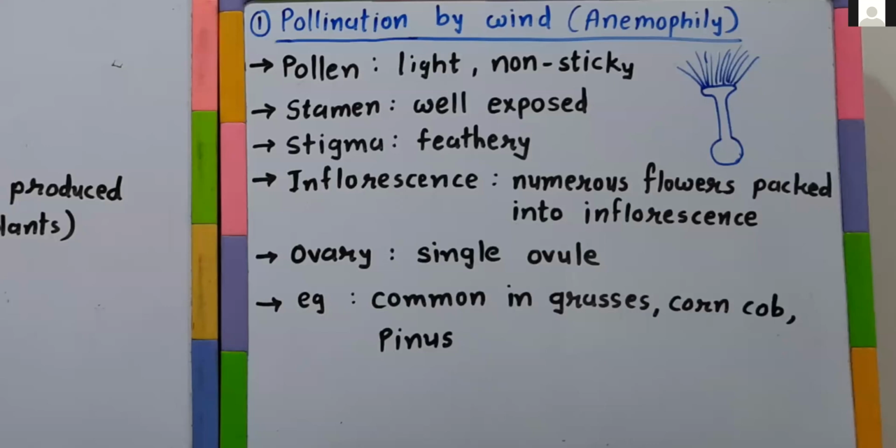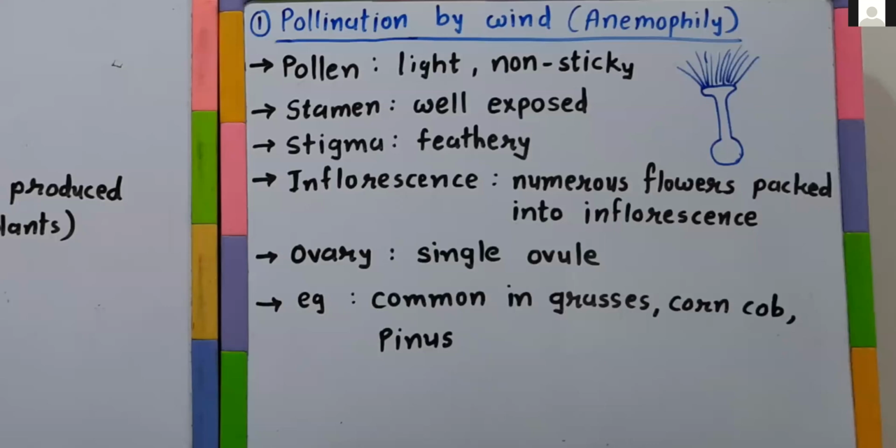Let's go through the first one, pollination by wind. It's more common amongst the abiotic pollinations. In abiotic pollination, there is water pollination and wind pollination. Out of the two, wind pollination is more preferred. Further, wind pollination requires special features on the part of the plant.